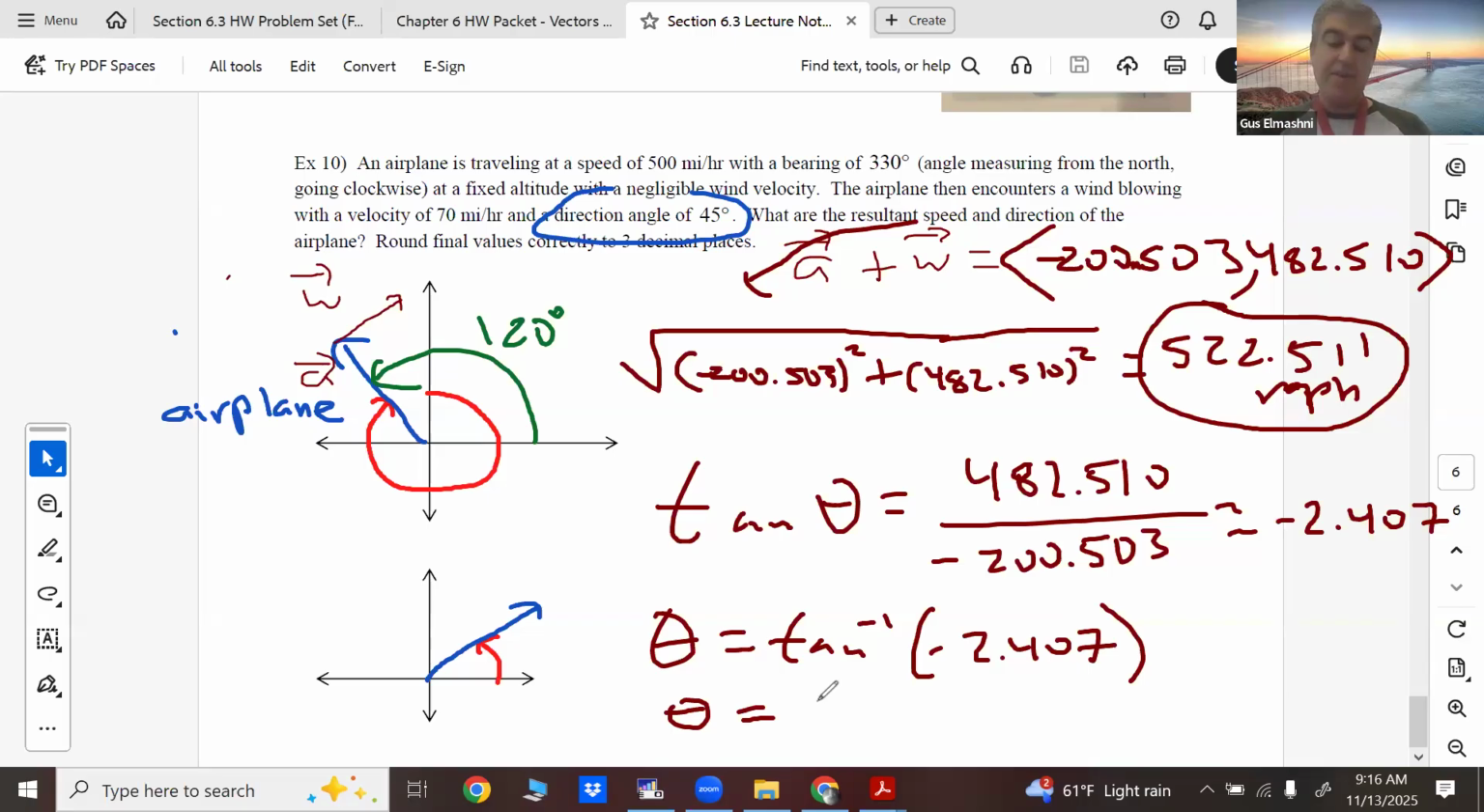You should get -67. Oh yeah, there we go, 67, right? Okay. That number should seem to show up a lot. 0.435 degrees. But you're not going to say that as your answer though.